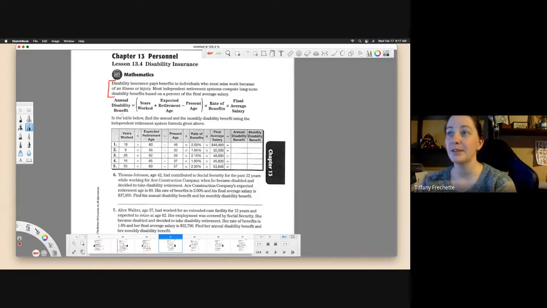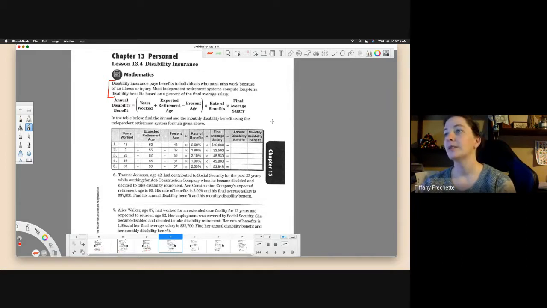So annual disability benefit, again, it's what you get if you're sick or injured. You'll still get paid based on the disability benefit. So this equals your years worked plus your expected retirement age minus your present age. So again, years worked, how many years have you worked there, plus what is your retirement age, and then subtracting what your present age is. This is basically how many years are left until retirement, plus how many years you have worked.